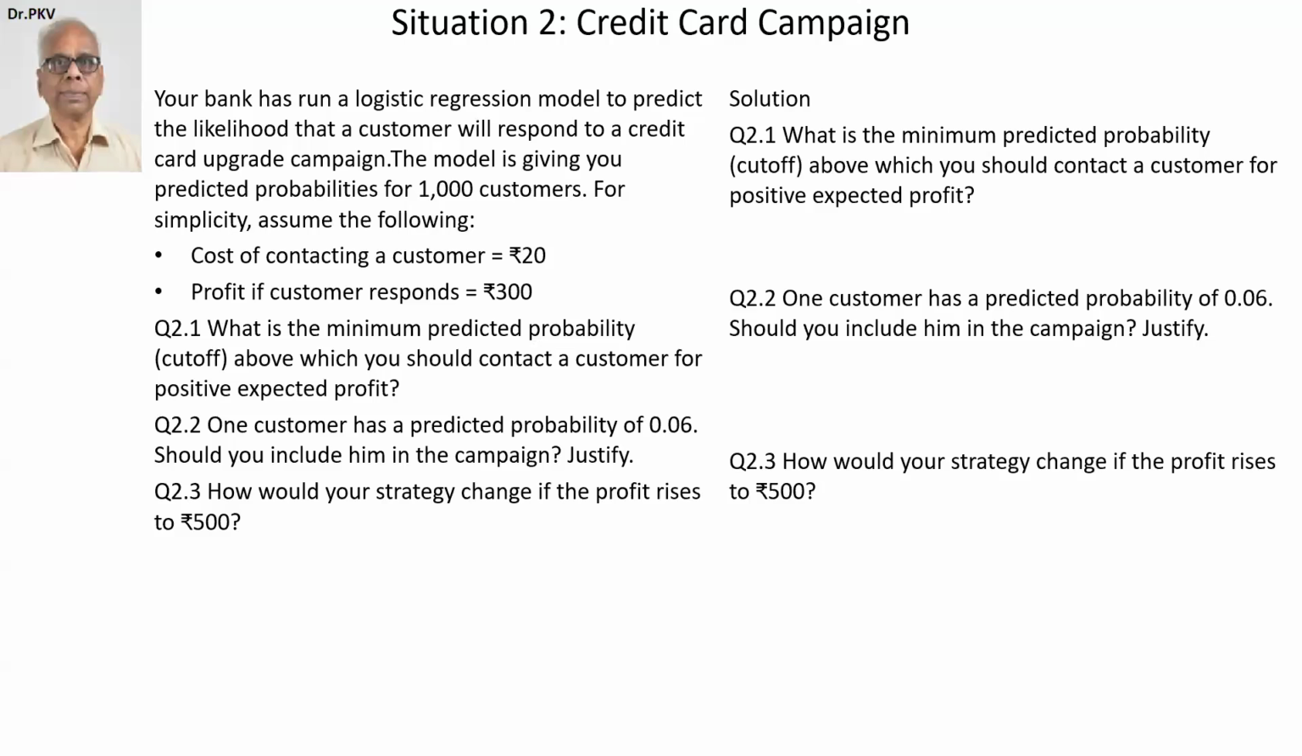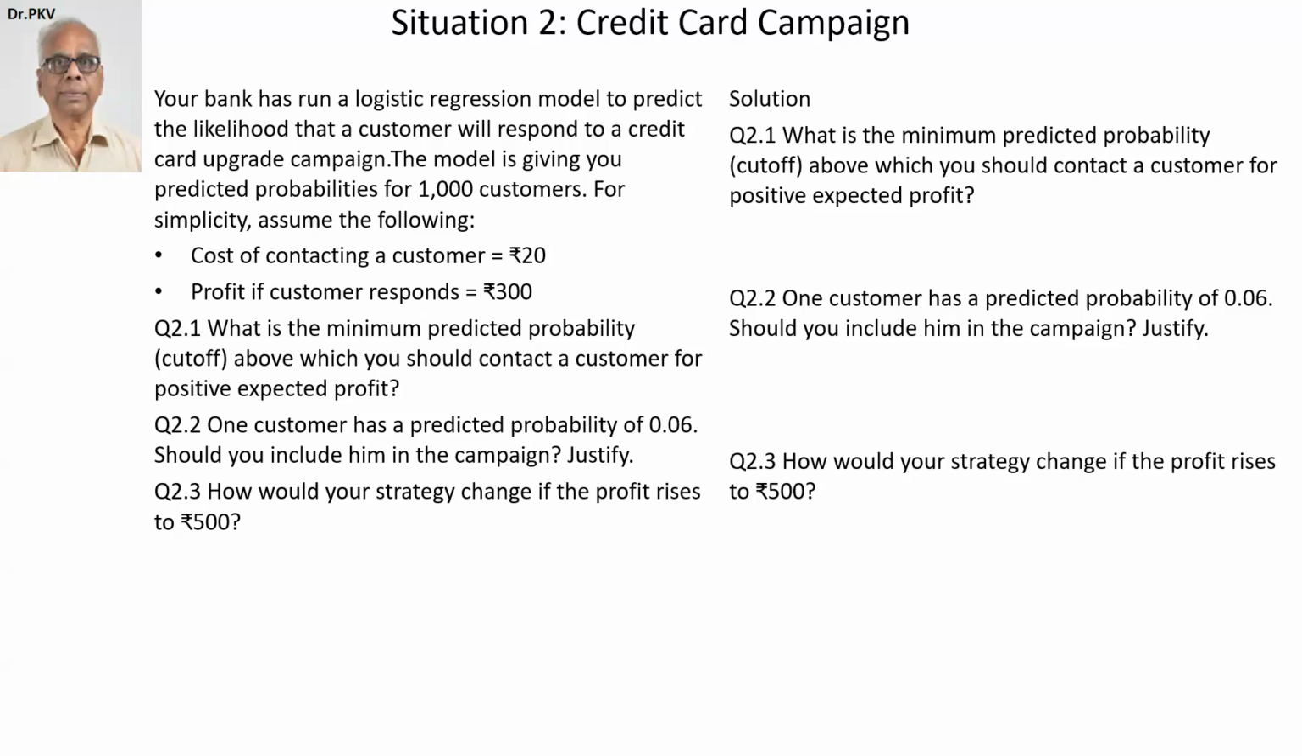Credit card campaign. Your bank has run a logistic regression model to predict the likelihood that a customer will respond to a credit card upgrade campaign. The model is giving you predicted probabilities for 1,000 customers. For simplicity, assume the following. Cost of contacting a customer is rupees 20. Profit if customer responds is rupees 300.